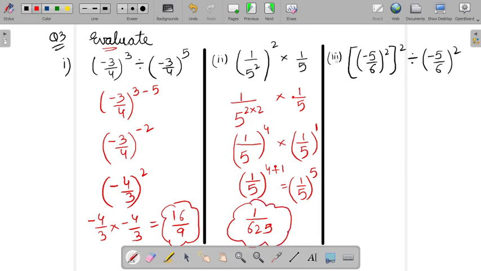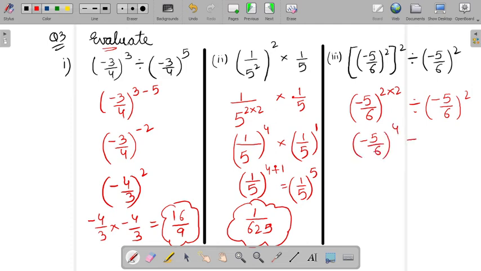Now let's take the third part. What should be the first step here? You have to solve this bracket. How will you solve it? By using the law of exponent. 2 multiply 2, 2 multiply 2, and write the second term as it is. So minus 5 by 6 power 4 divide minus 5 by 6 power 2.